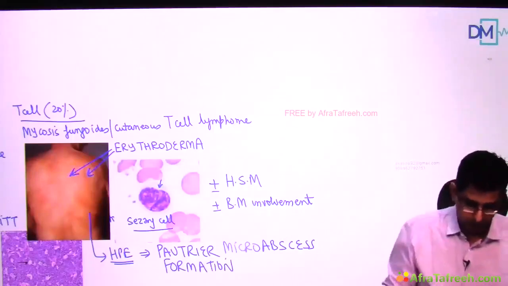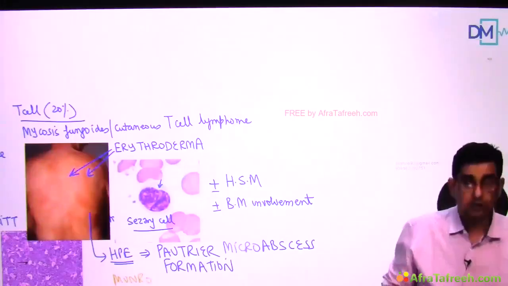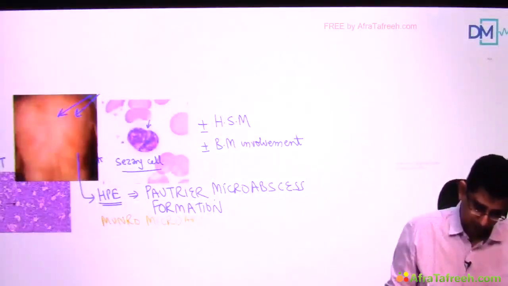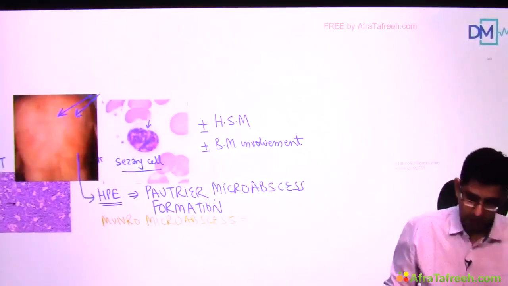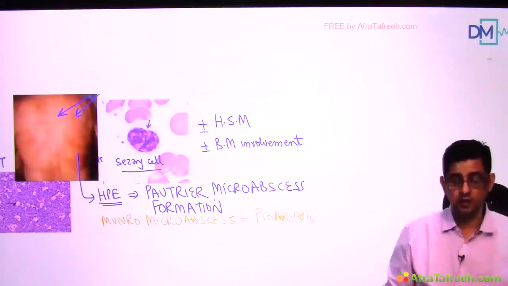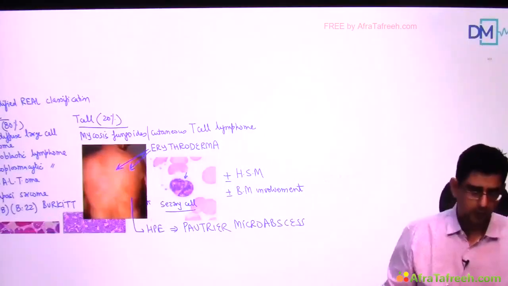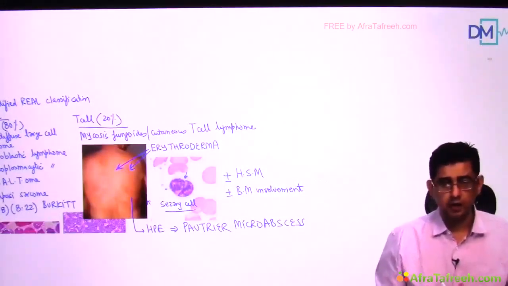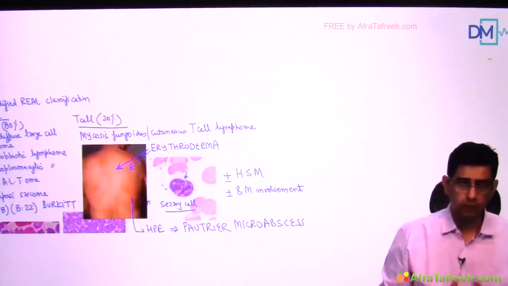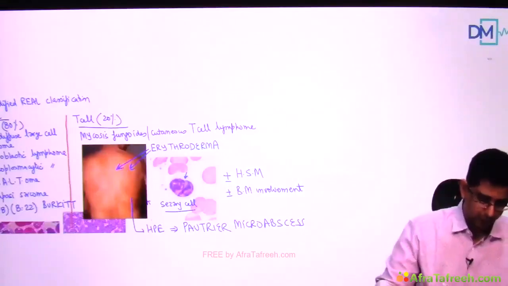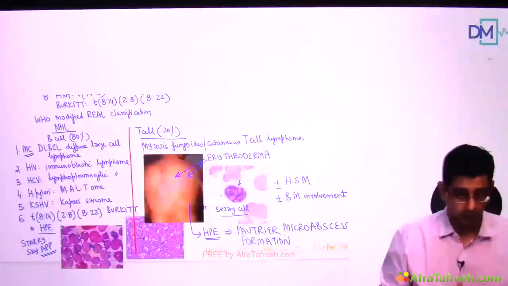Just pay attention to the words here. Just like you are comfortable with the fact that Munro's microabscess formation is seen with psoriasis, similarly, remember that Pautrier's microabscess formation is a feature seen with cutaneous Sézary syndrome, a T cell variety of non-Hodgkin's lymphoma. Others are like angiocentric lymphoma and other details which you can read from pathology, but this is a quick pathological revision for the varieties of non-Hodgkin's lymphoma that you encounter.